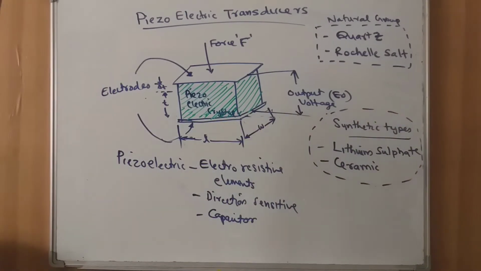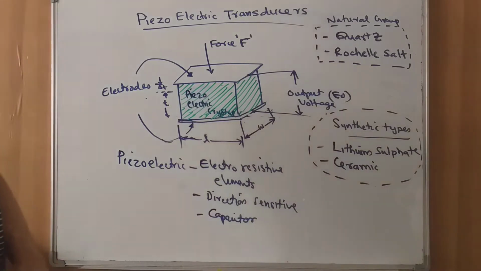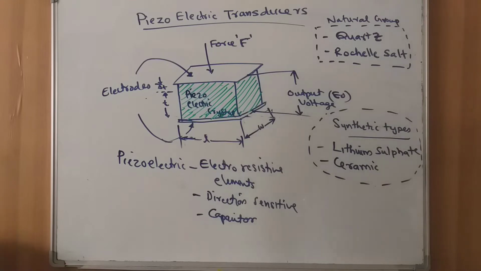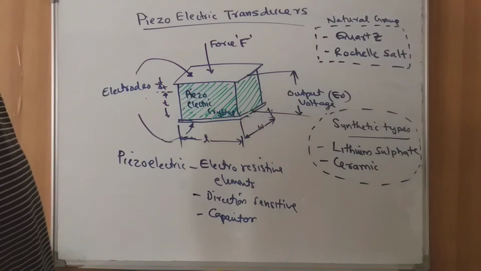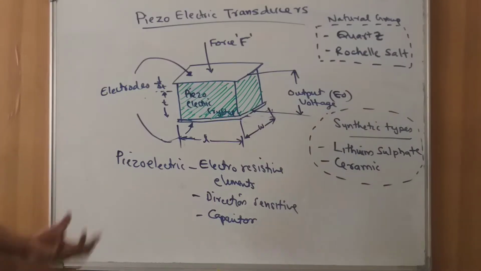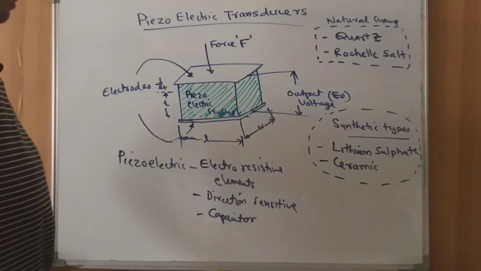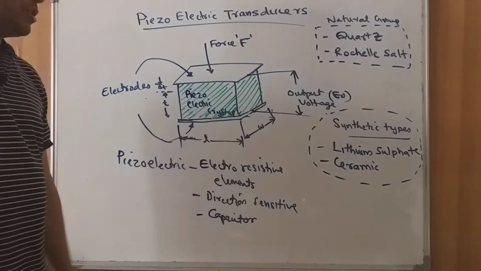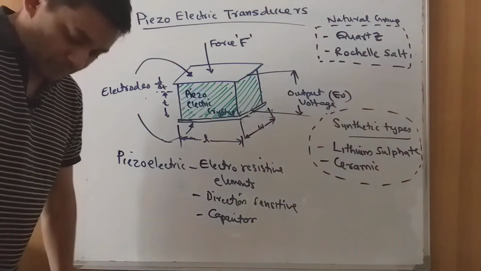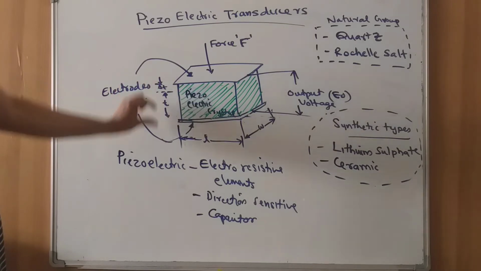So the piezoelectric phenomenon, also called the electroresistive phenomenon, is where, when an external force is applied on the piezoelectric material, depending upon the nature of the force, there may be a displacement. For example, if you compress the crystal, definitely it is going to change the dimension. In this case, the thickness will change.